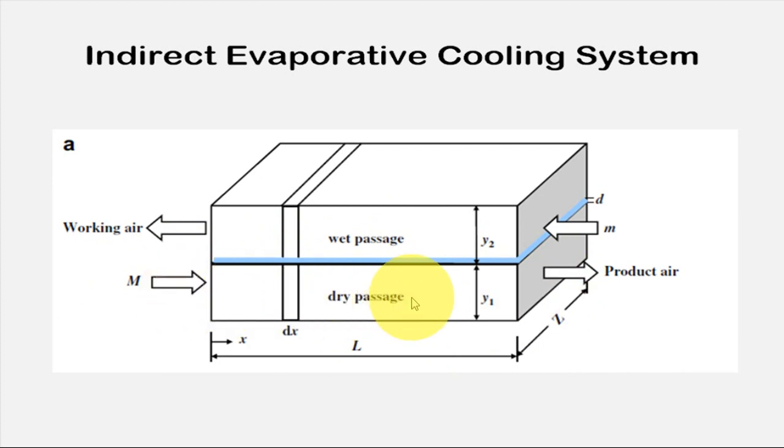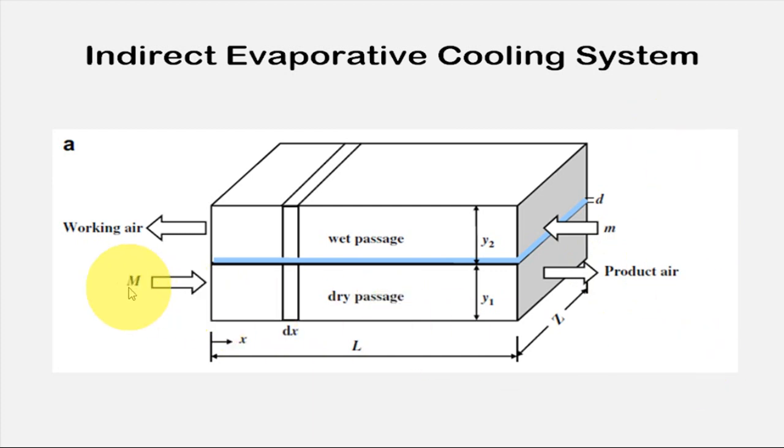So air passing through the dry passage we call product air, and air passing through the wet passage we call working air. Small m is the mass of working air and capital M is the mass of product air. Our desired air is this product air that will be sent to the room, to the space where we require air conditioning, where we have to maintain the temperature, where we require cool air.